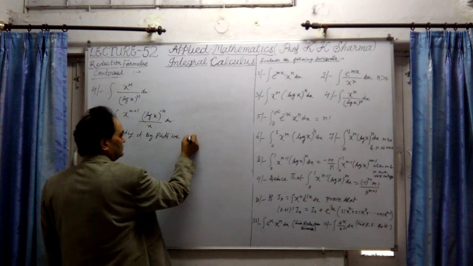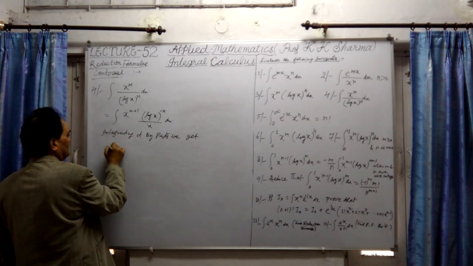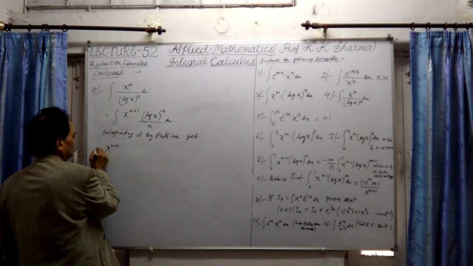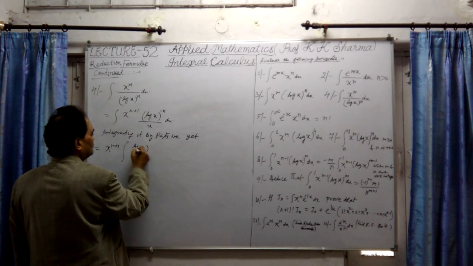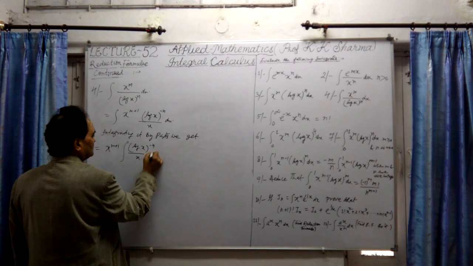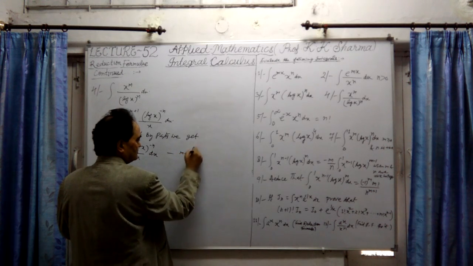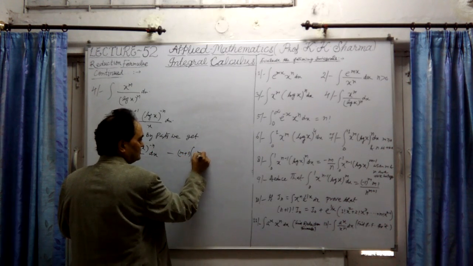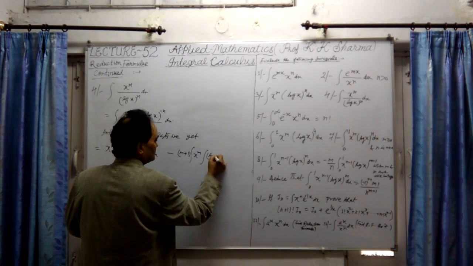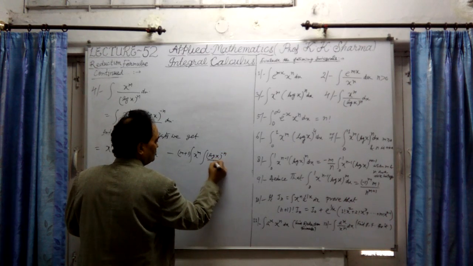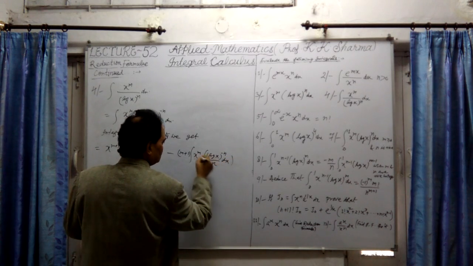What do we get here? We get x raised to the power n plus 1 as it is, times the integral of (log x)^(-n) upon x dx, minus the integral of the derivative, n plus 1 times x^n, times the integral of the same value, (log x)^(-n) upon x dx, whole into dx.